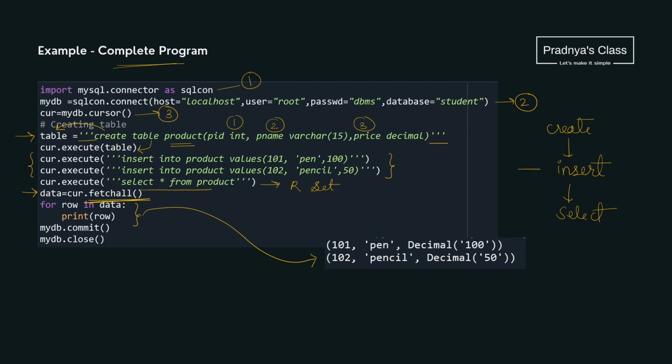In this program we use one DML command, that is insert. If you want to reflect the changes in the table, then you need to use the commit function that we are using here. And always the final step is to close the connection. Hope you understood all the steps and how to work with MySQL through Python.